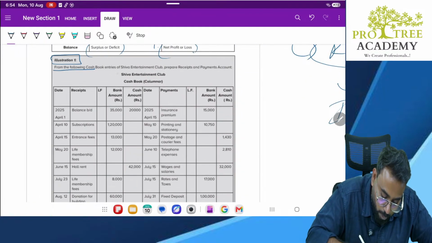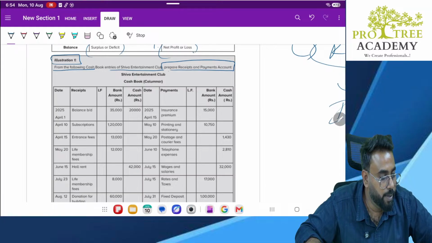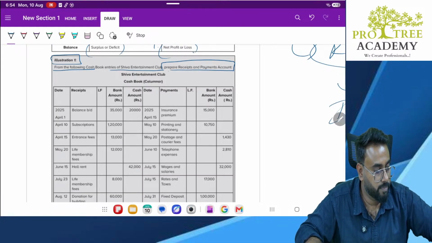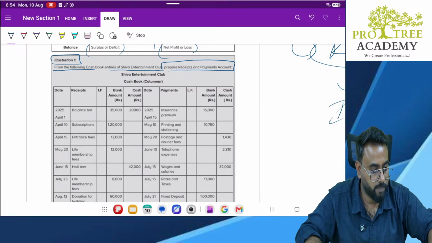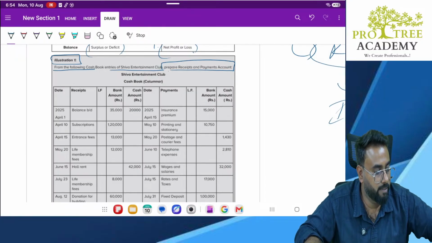From the following cash book entries of Shiva Entertainment Club, prepare receipts and payments account. They have asked you to prepare receipts and payments account. One second, I will open the notes here as well.